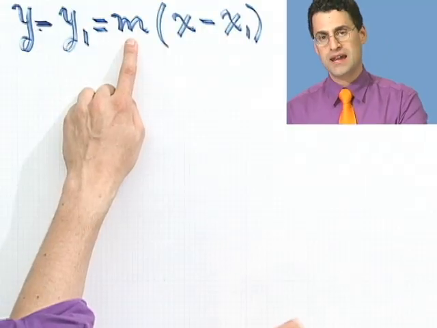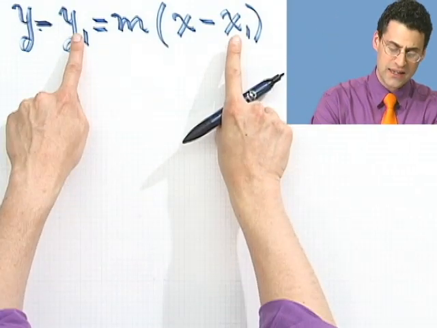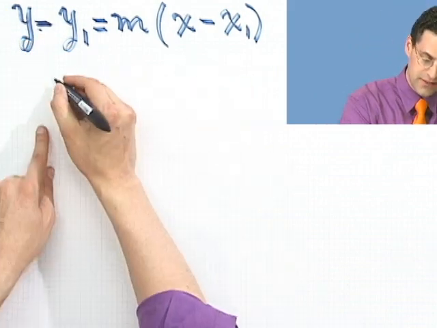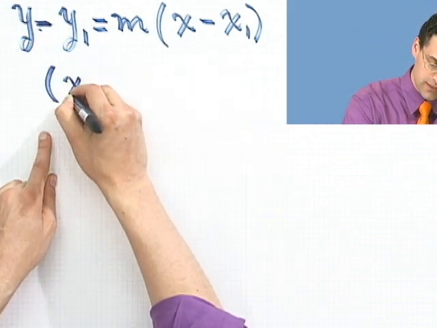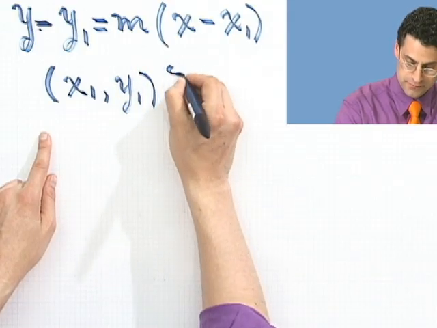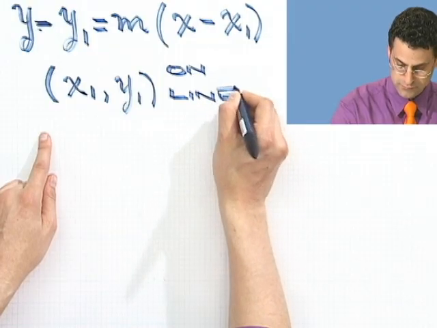Well, m you've already met. M is the slope of the line. And then this point here, which looks just like sort of x and y, but they're not. In fact, this is just a particular point on the line. So that's a particular point that's actually on the line.